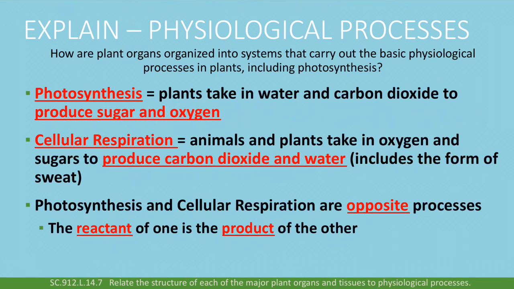Photosynthesis, the process we all know and love. It is a process where plants take in water and carbon dioxide to produce sugar and oxygen. Cellular respiration is a process where animals and plants take in oxygen and sugars to produce carbon dioxide and water.